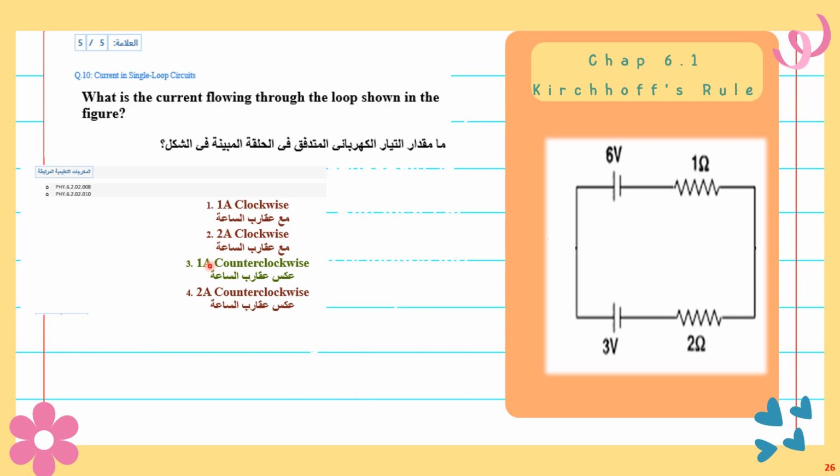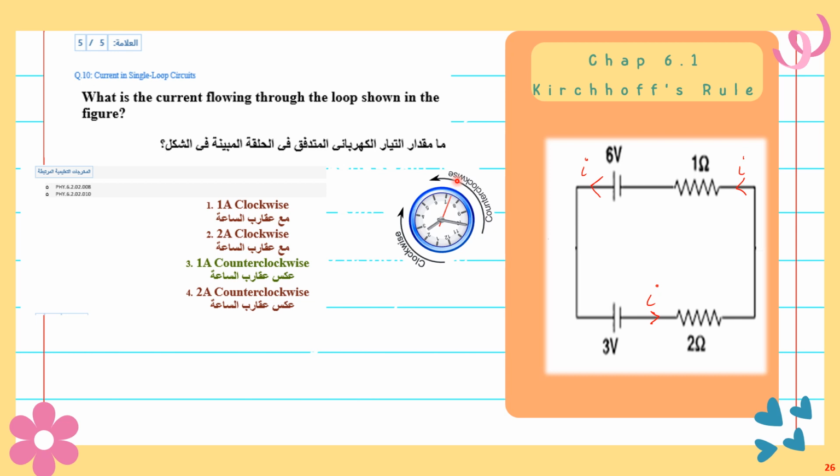I'll give you a hint here. Let's consider the direction of the current going this way. It's counterclockwise. What do I mean by counterclockwise? It's opposite to the direction of motion of the watch. So this is clockwise, if you notice, and this is counterclockwise, going that way. So I take the direction of the current as counterclockwise.